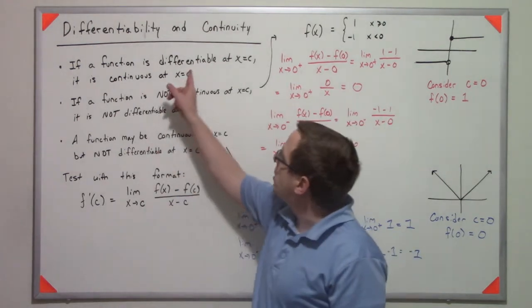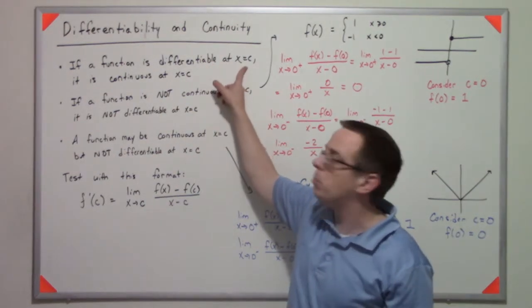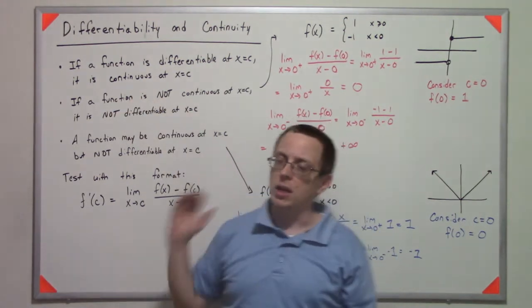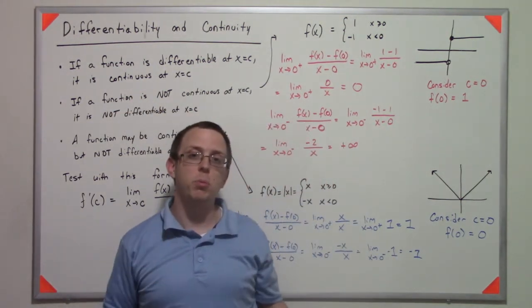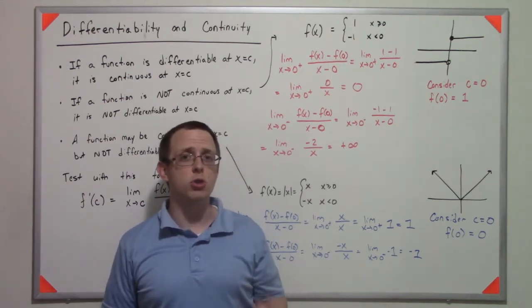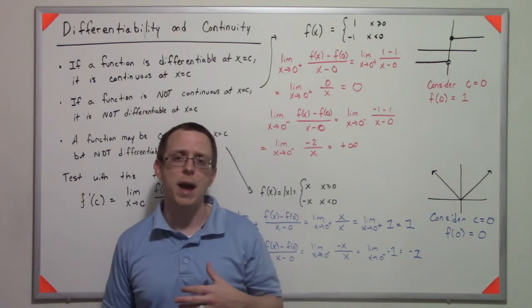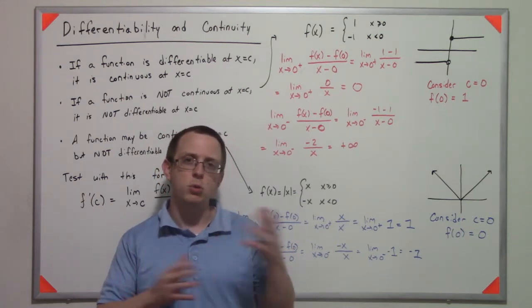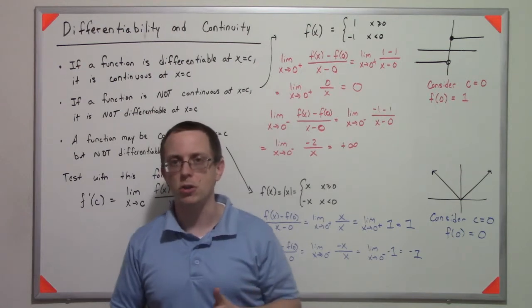The first one is that if a function is differentiable at a point, it is continuous at that point. So if you can take the derivative at the point, you are guaranteed that a function's continuous there. That's a really strong result, because if we can prove things about derivatives, we don't have to do the song and dance to prove things about continuity.